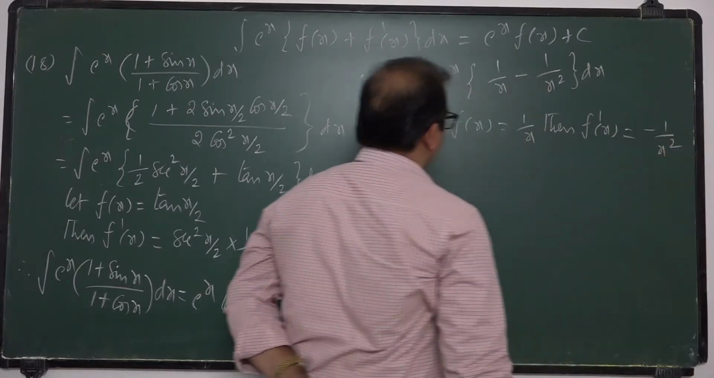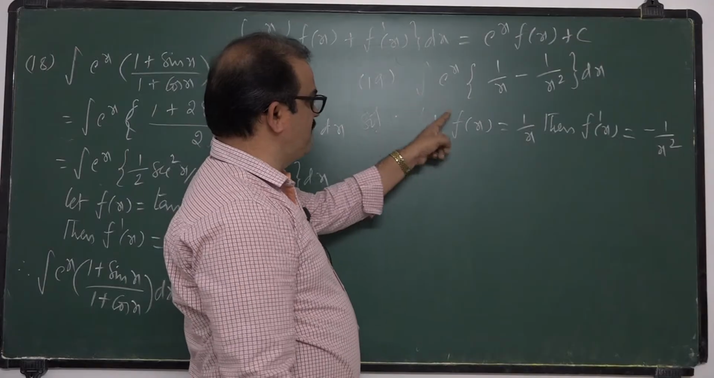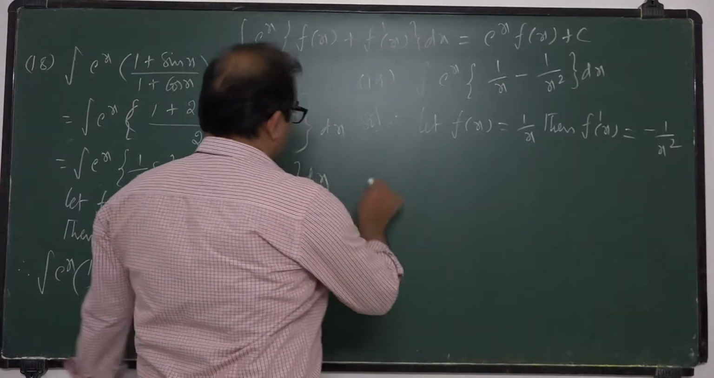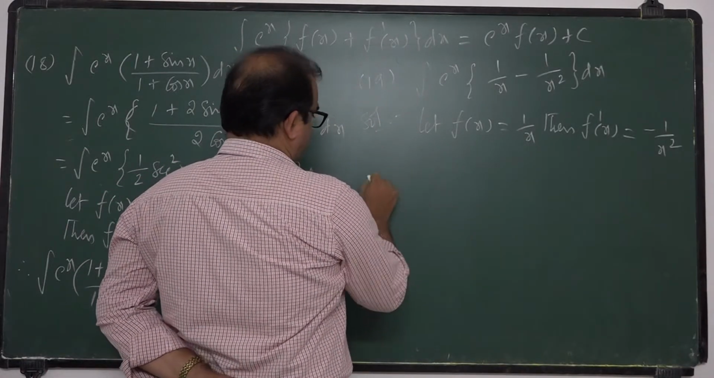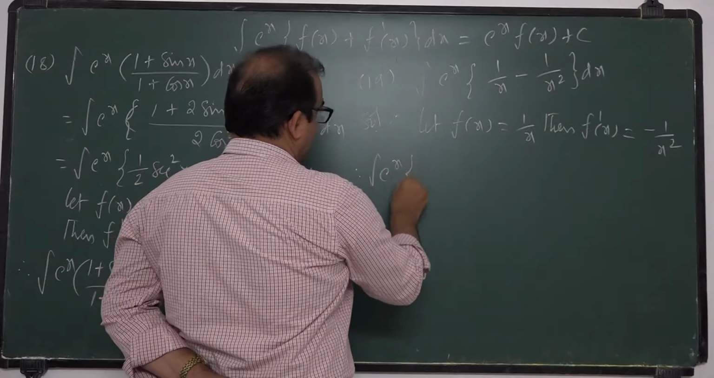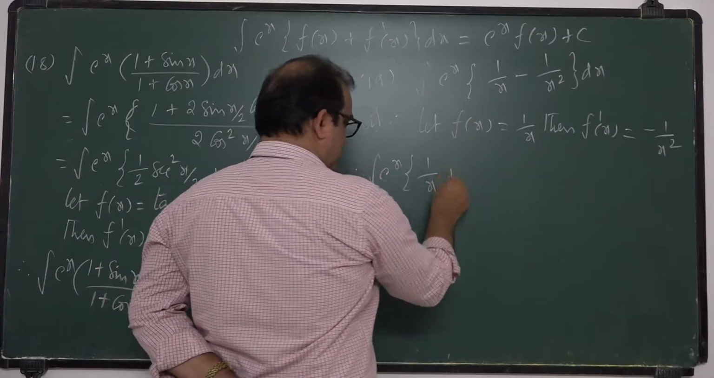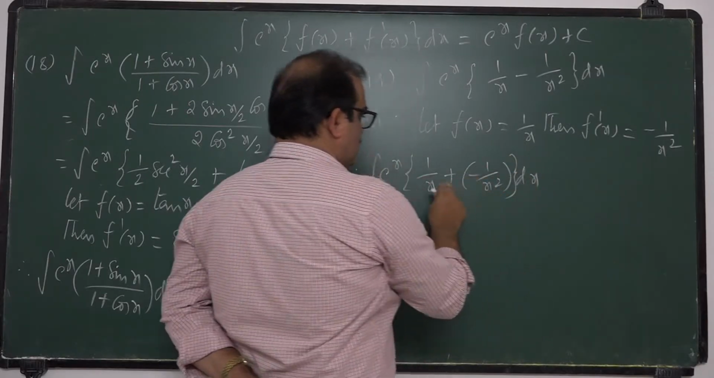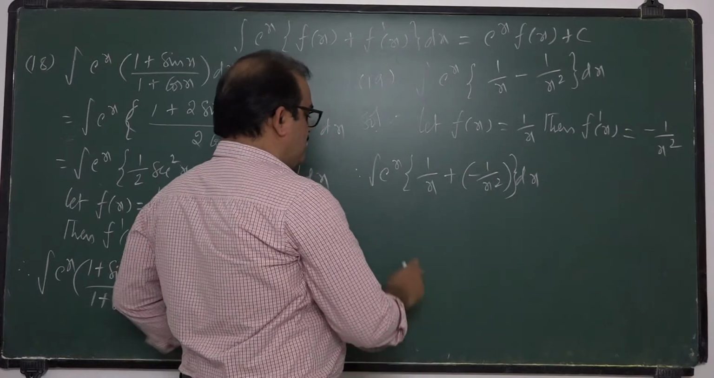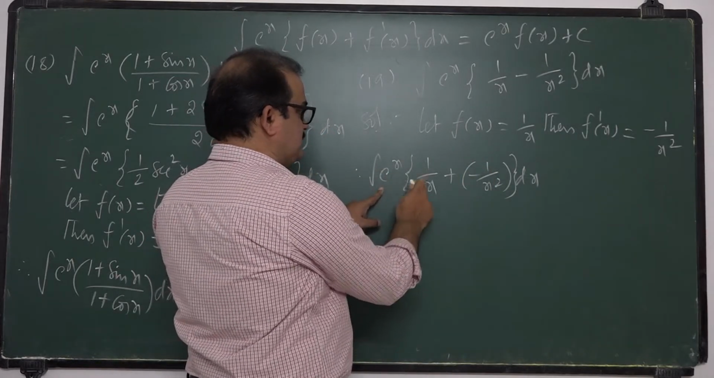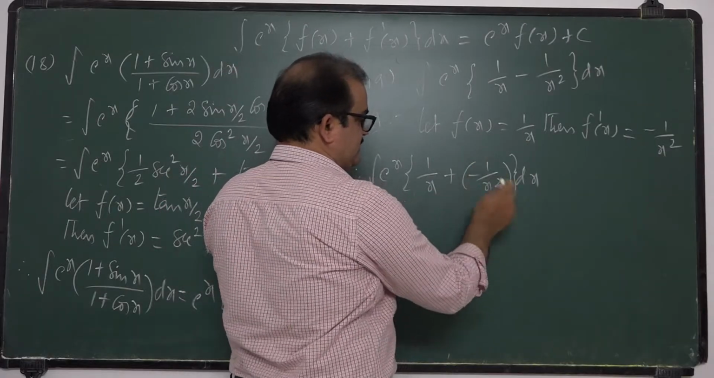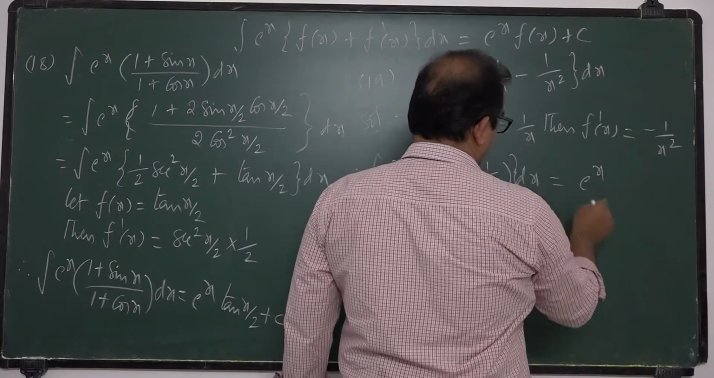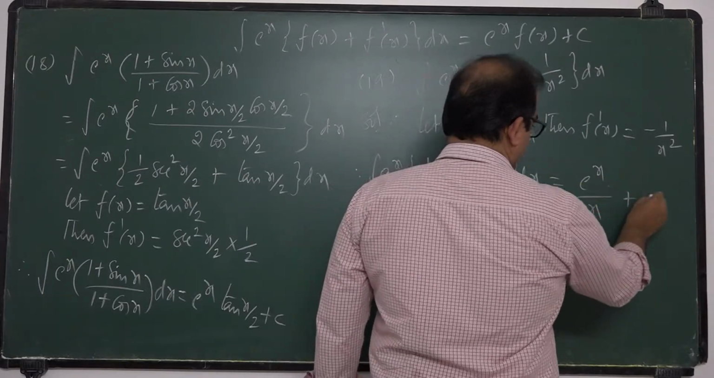So the given problem is in the form of integral e power x into f of x plus f dash x. You write that formula. From that formula, integral e power x into 1 by x, you write it as plus into minus 1 by x square. Now it is in the form of integral e power x into f of x plus f dash x. From this formula, it is e power x into f of x. F of x is 1 by x. So e power x by x plus c.